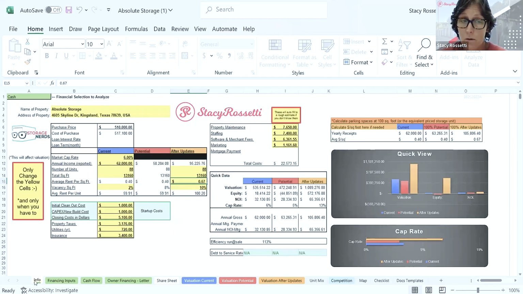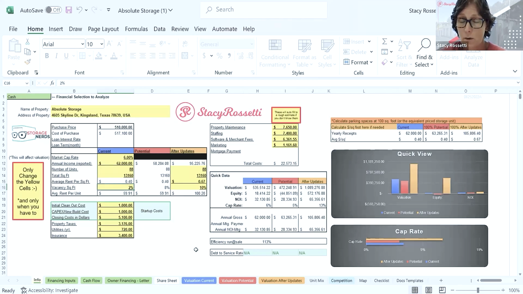On the info tab, which is the tab that we're on, these are your inputs. This is what you're inputting into the deal analyzer so that you can get your valuation. You need this number right here. This is the most important number of all the numbers, this 0.67. Now you can see here under current that right now it's $62,000, 88 units and 13,000 square feet. He's at 2% vacancy.